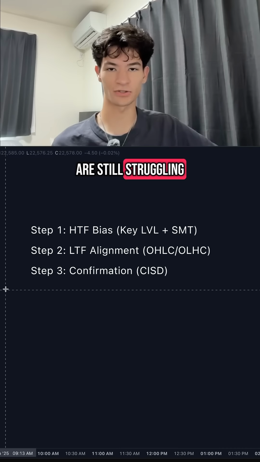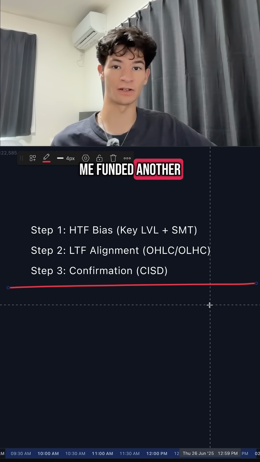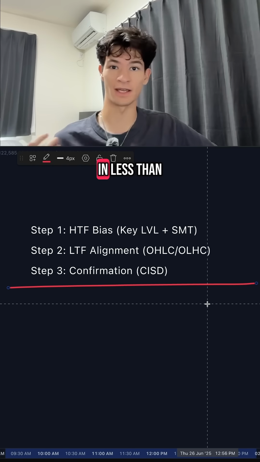And if you guys are still struggling to find a model to trade, you can steal my 3-step distribution model, which just got me funded another $250,000 in capital in less than 3 weeks.